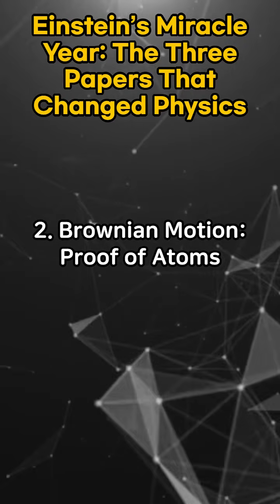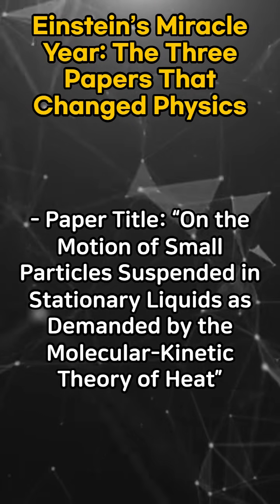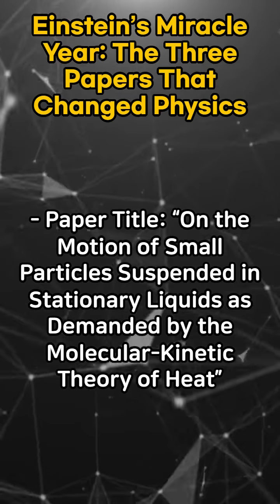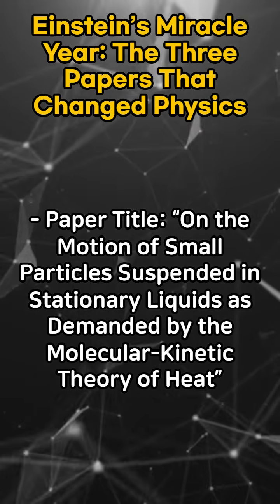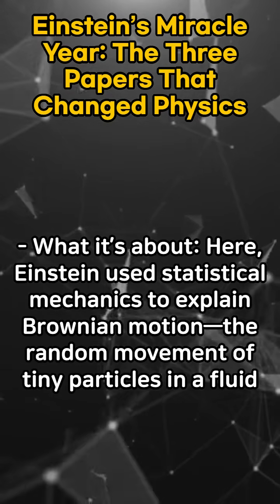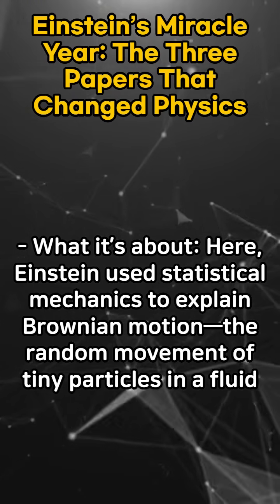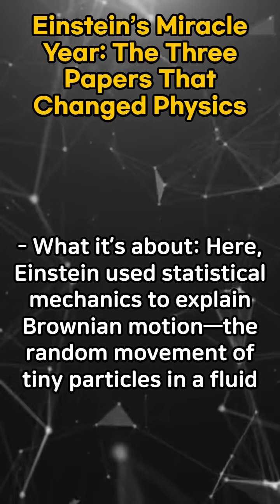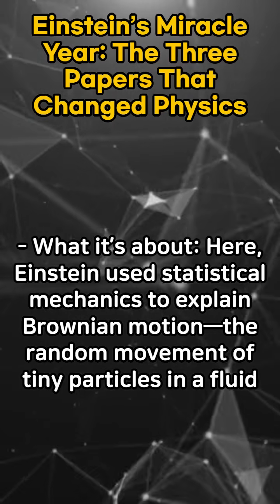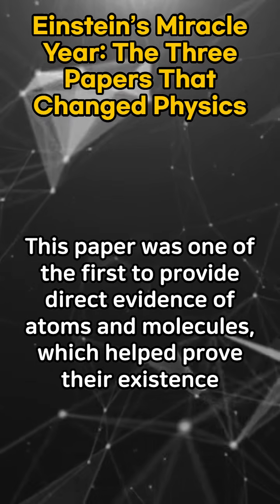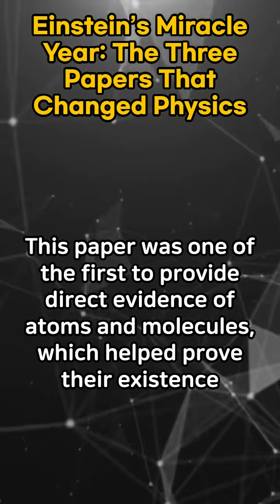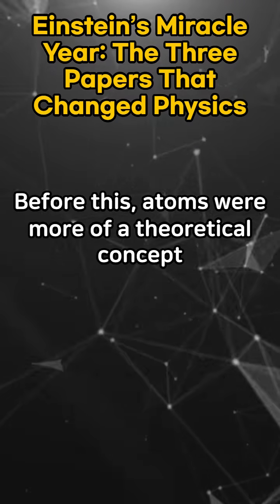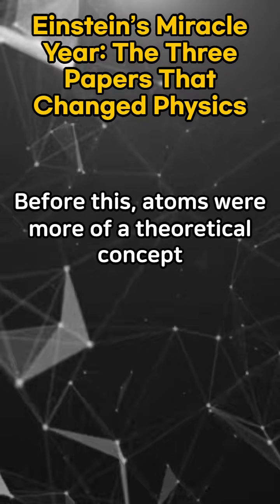2. Brownian motion, proof of atoms. Paper title: On the Motion of Small Particles Suspended in Stationary Liquids as Demanded by the Molecular Kinetic Theory of Heat. What it's about: here, Einstein used statistical mechanics to explain Brownian motion, the random movement of tiny particles in a fluid. This paper was one of the first to provide direct evidence of atoms and molecules, which helped prove their existence. Before this, atoms were more of a theoretical concept.